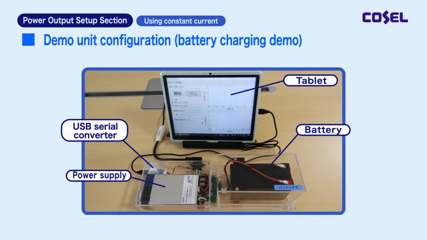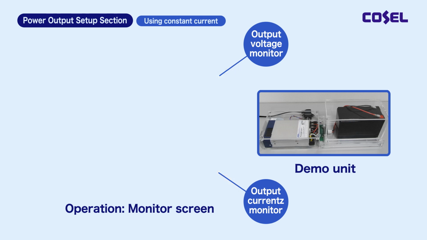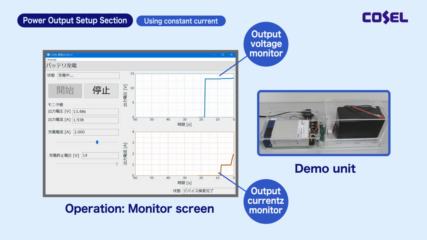Here is a demonstration of charging a battery at constant current. Communication during charging enables the battery charge voltage and current to be monitored. The charging current can also be changed. Please take advantage of this information when considering a constant current power supply.